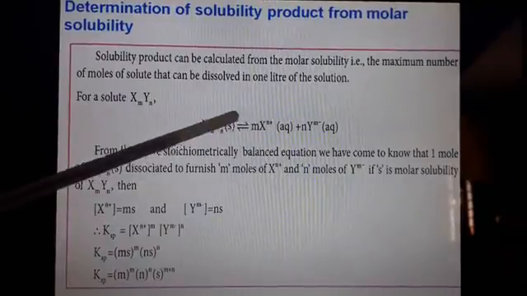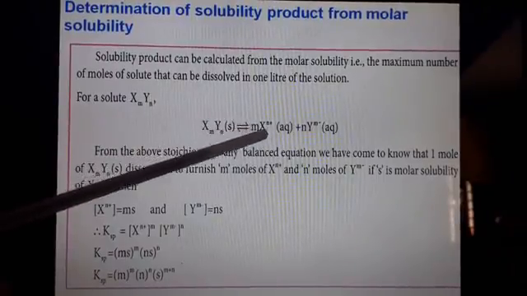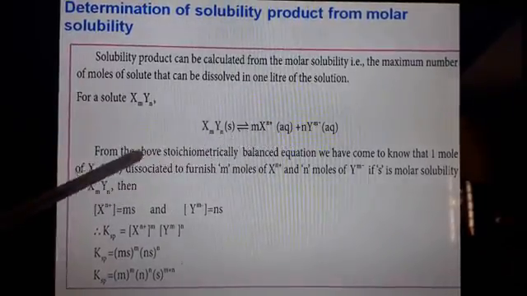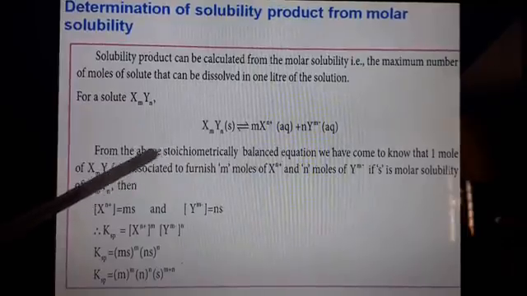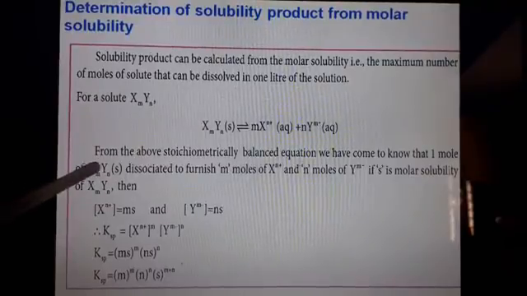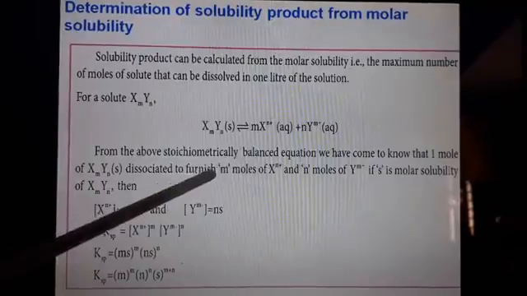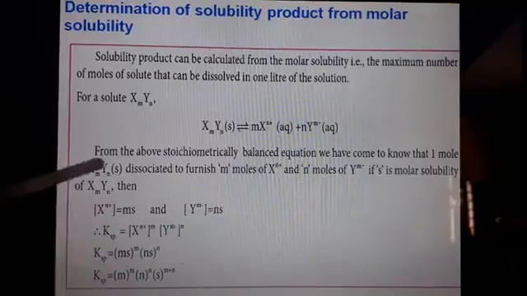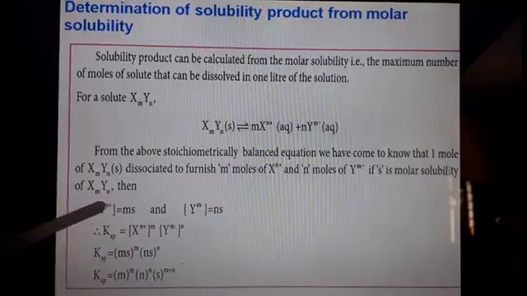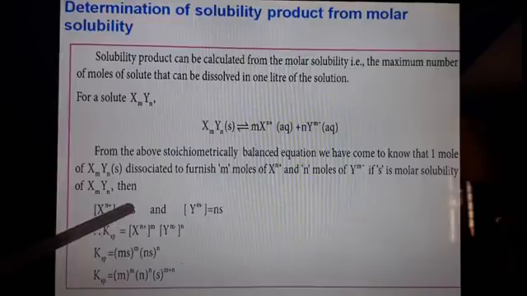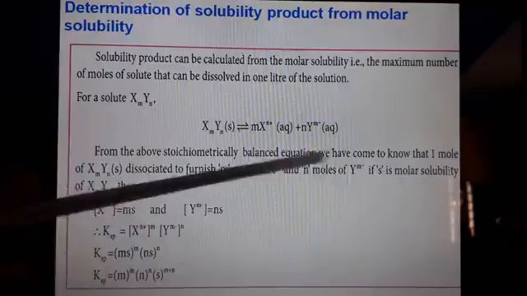XmYn, equilibrium m Xn plus and n Ym minus, this anion and cation. Balanced equation: when it is balanced, 1 mole of the compound dissociated to furnish m moles of Xn plus and n moles of Ym minus. The molar solubility is then Xn plus is equal to ms. S is the molar solubility.